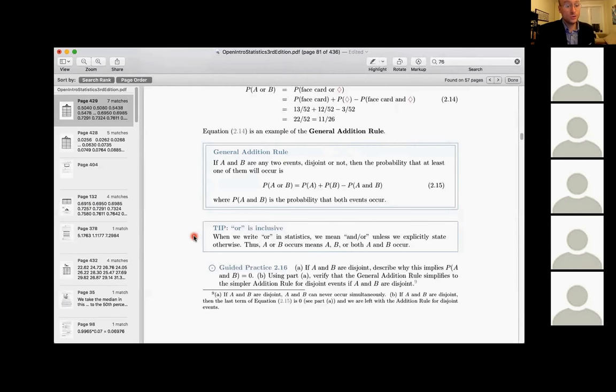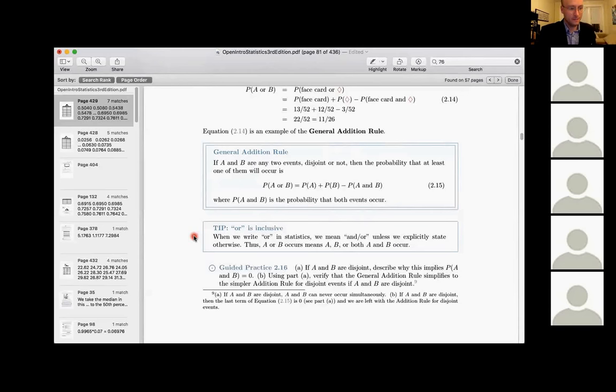Would you like to eat Chinese food or Italian food tonight? Our minds, our mental software, are kind of preset to think of that as an exclusive term. In survey questions, you might ask, are you poor or not poor? Are you healthy or not healthy? But in statistics, we're actually using "or" inclusively.